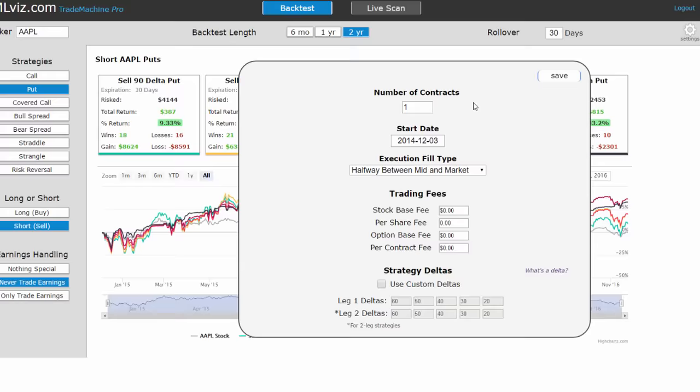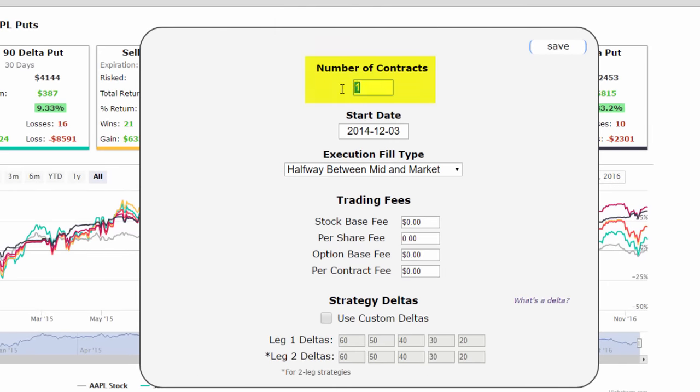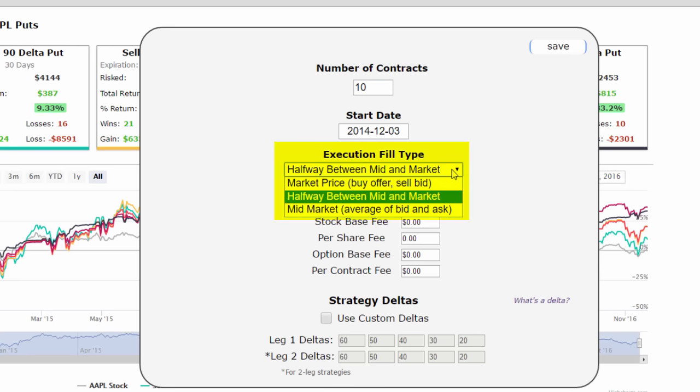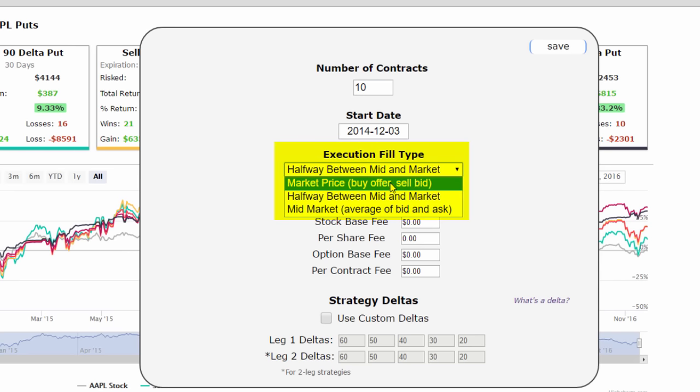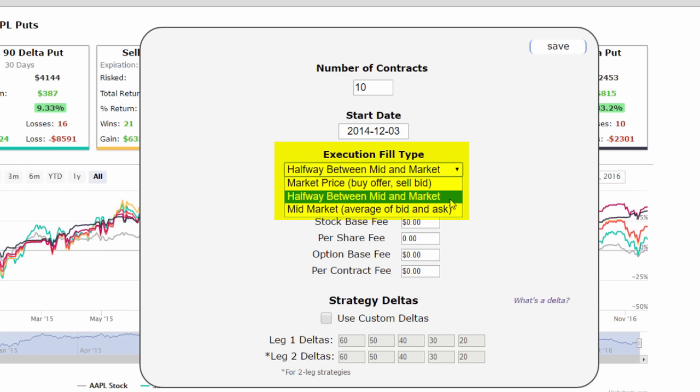Further, we can customize our backtest to make it realistic. Go to Settings. We can select the number of contracts we want to trade. Let's make it 10. We can choose our execution fill type. You can choose market orders, which is buying on the offer or selling on the bid, but that's really unrealistic. The most realistic facility for verifying a backtest is to trade halfway between mid and market. That is, we sell closer to the bid when we sell an option, and we buy closer to the offer when we buy an option, but we don't go exactly at market prices.